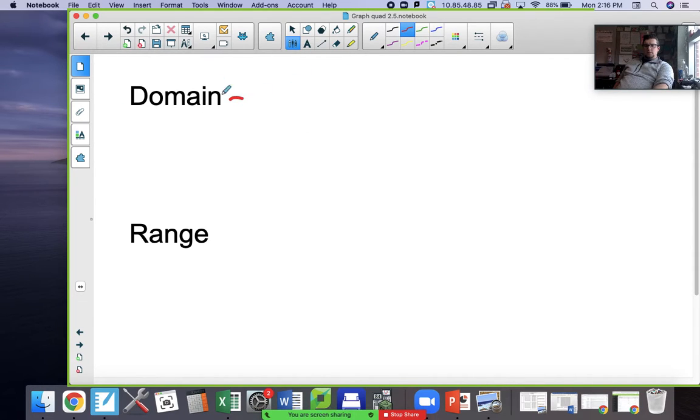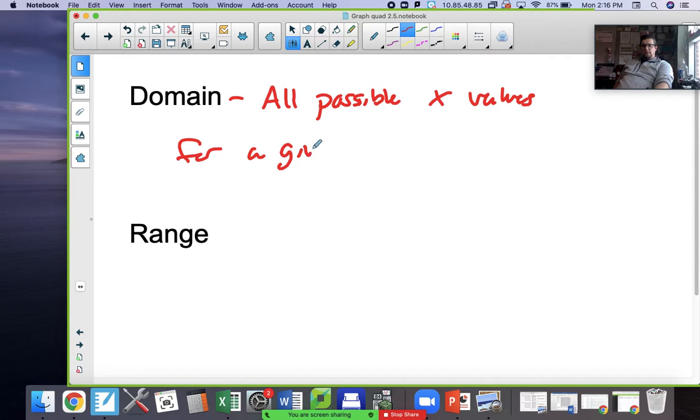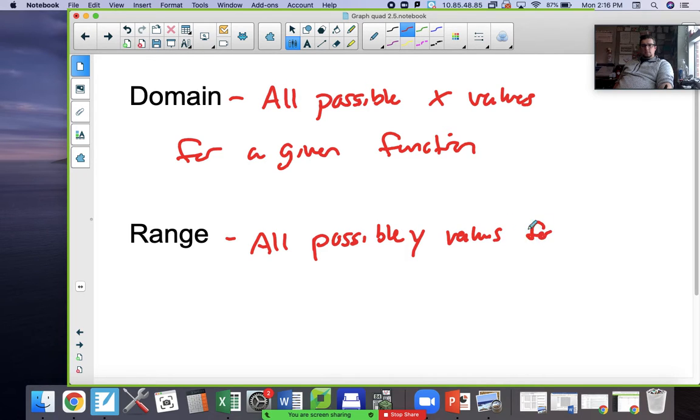Domain and range. Domain, this is all possible x values for a given function. And range are all possible y values for a given function. Not every function has a complete domain and range.